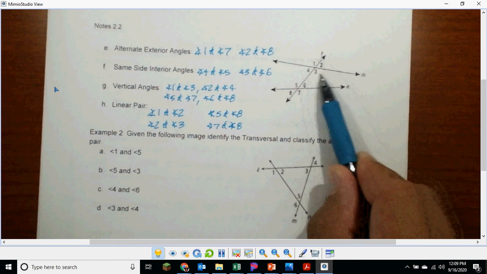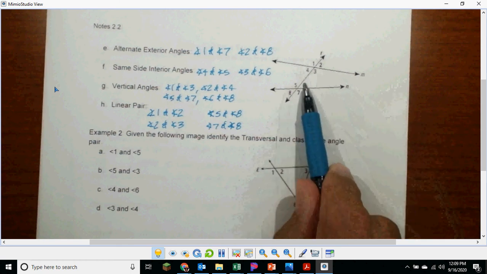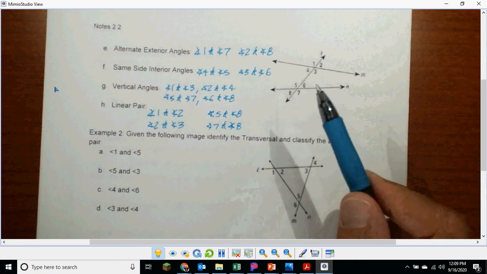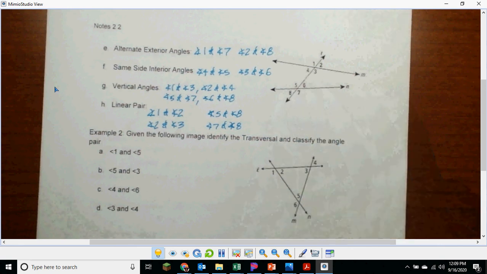Those are 4 linear pairs that occur up here. 5 and 6 is 1, 6 and 7 is 1, 7 and 8 is 1, 8 and 5 is 1, 4 at the bottom. Okay.